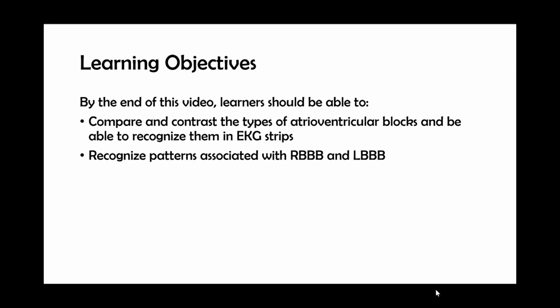Learning objectives for this module: we're going to be able to compare and contrast the types of atrioventricular, or AV, blocks and be able to recognize them in EKG strips. We're also going to be able to recognize patterns associated with right bundle branch block and left bundle branch block.